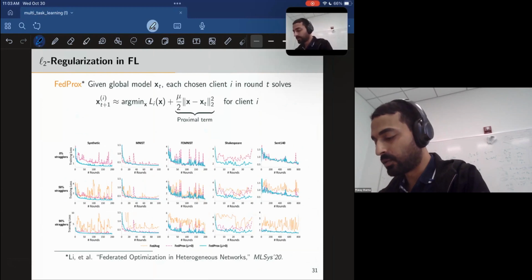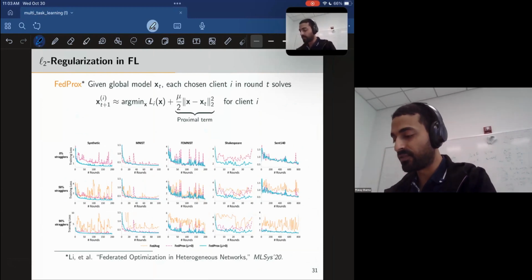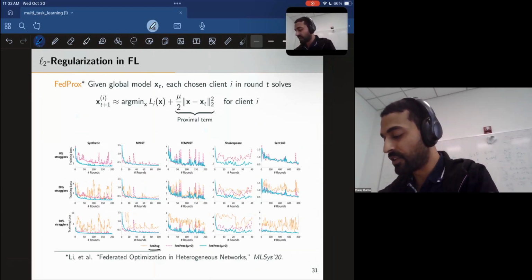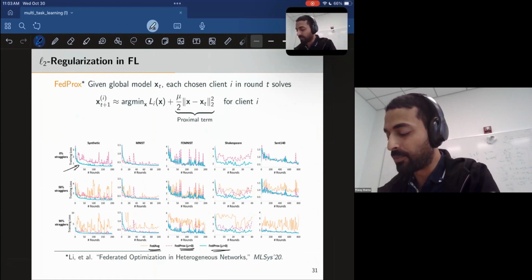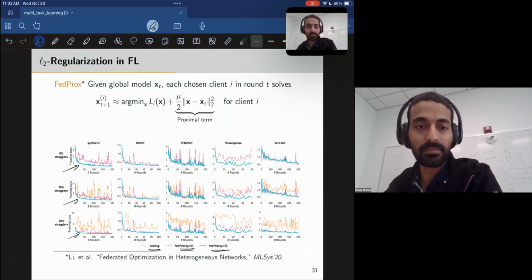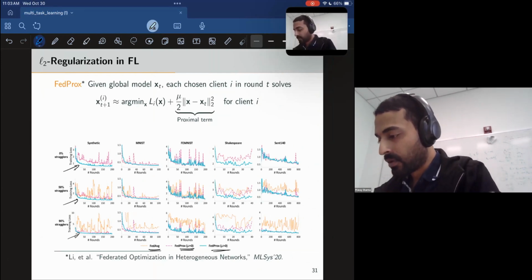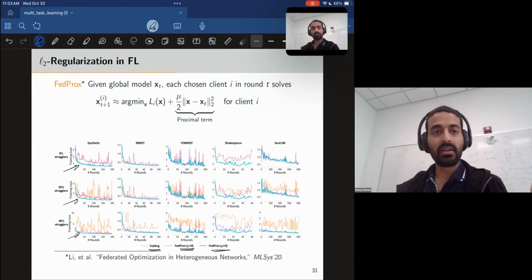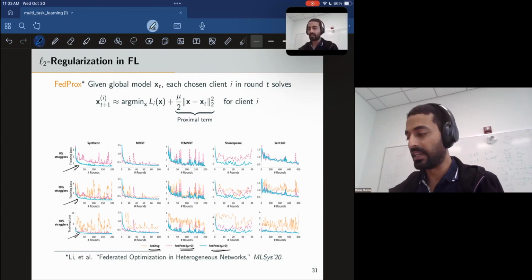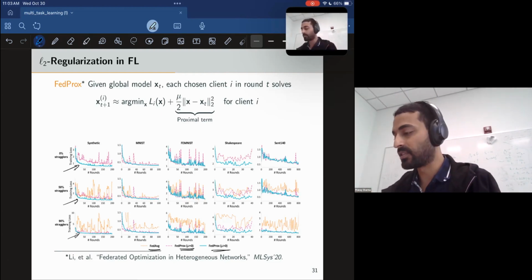And it worked well in a number of settings. They compared FedAvg with FedProx without regularization and FedProx with regularization. And as you can see, the blue curve for FedProx with regularization consistently does better than FedAvg. Okay, so this was a very simple regularization idea. Let's build on top of this.